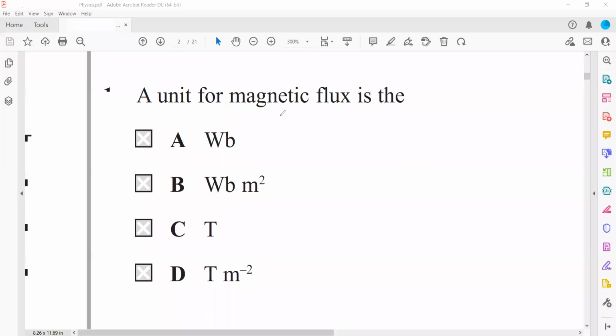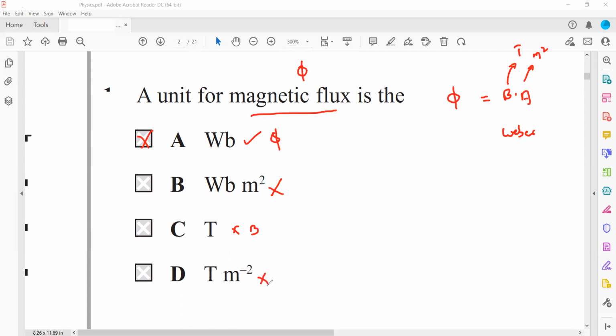So in this question, a unit of magnetic flux. Magnetic flux and magnetic flux linkage have the same unit, so it's about phi, and we know phi equals B dot A. So it means it is Weber. The unit of the magnetic field strength is Tesla and the unit of area is meter square, so Tesla meter square. So magnetic flux is Weber, that's the right answer. Weber meter square is not there, it is Tesla meter square. Tesla is wrong because it is a unit for B. Not Tesla per meter square, it should be Tesla meter square. So that's why A is a valid answer here.